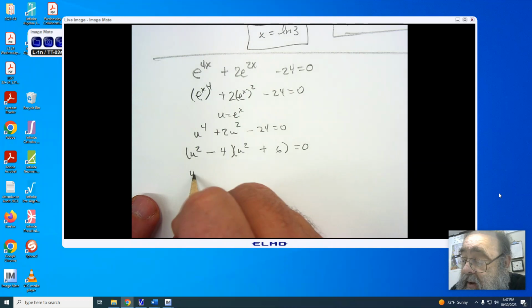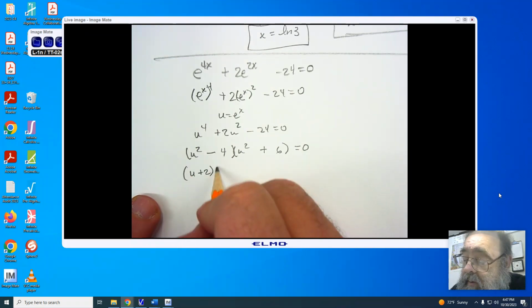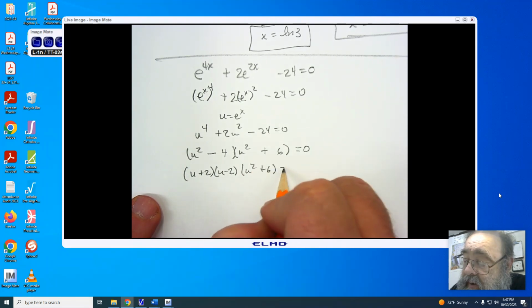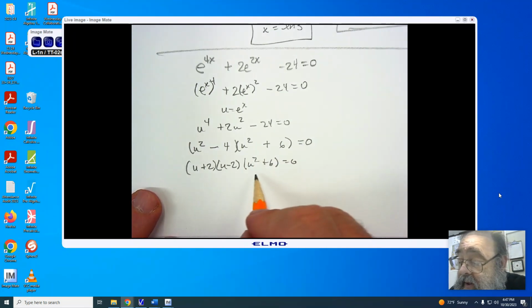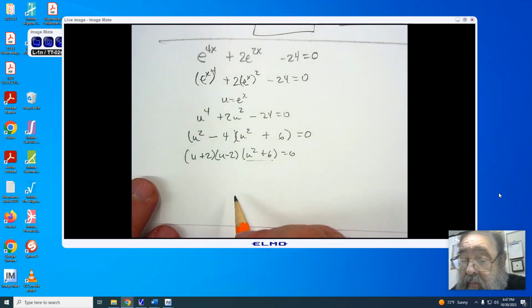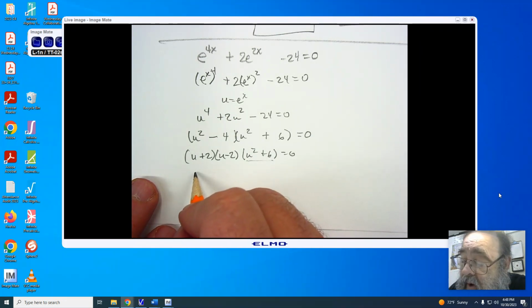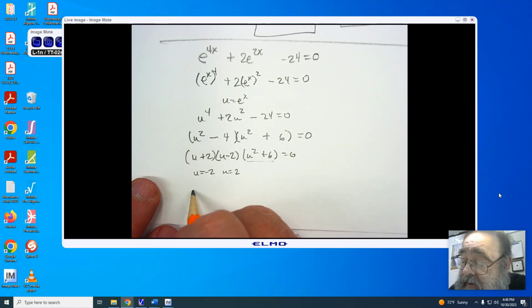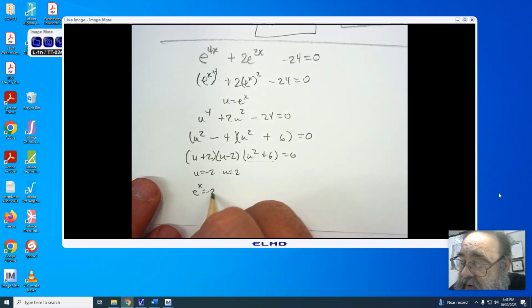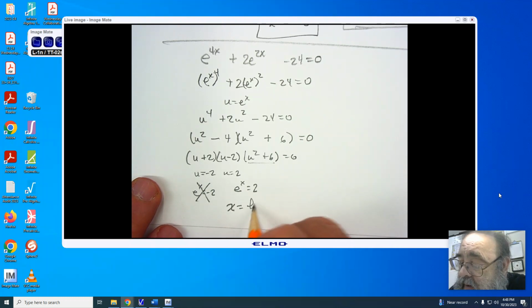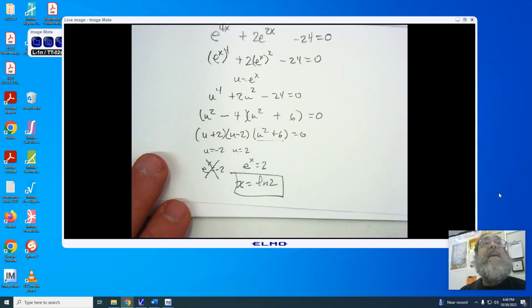This is going to give me (u + 2)(u − 2)(u² + 6) = 0. Now, this u² + 6 is prime, and there is no real value that will work. So we have only u = −2 and u = 2. Since this is e^x = −2, we can get rid of it, leaving us with only e^x = 2. Exponentiating, x has to equal the natural log of 2, and that is my solution.